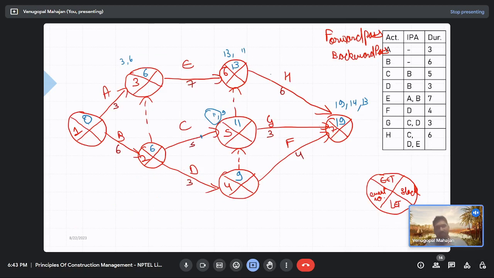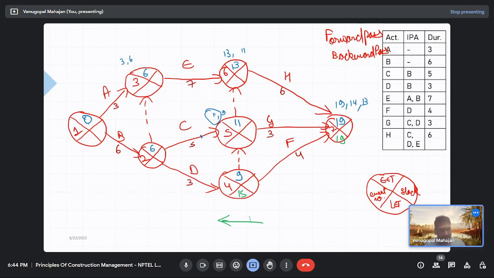Okay, this was your forward pass. Let's do the backward pass. The latest event time for the end event is 19. So 19 minus 4, 19 minus 3, 19 minus 6, or will there be any change? In the backward pass, we follow the arrows backwards, from the head of the arrow towards the tail. So 19 minus 4, how much is it? 15. Only one tail or two tails?